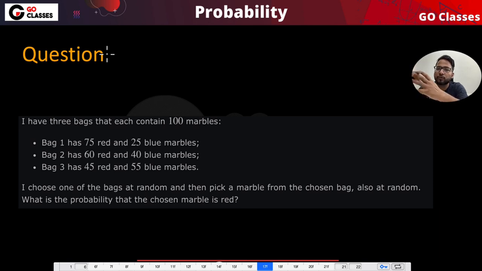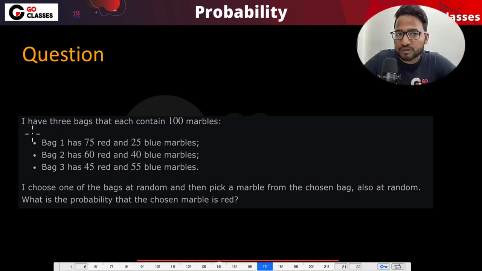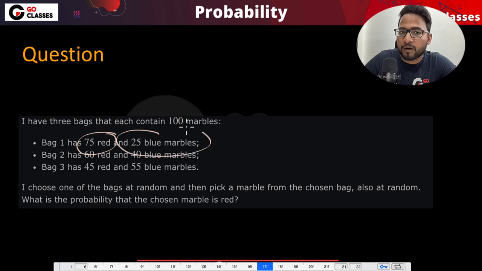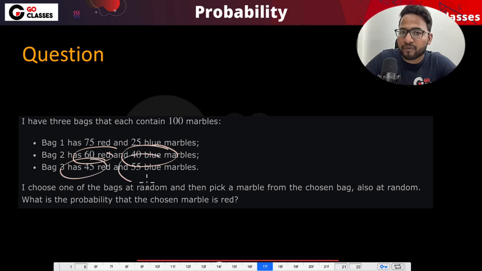Then we will jump to some questions which are specifically related to GATE previous year questions. And those previous year questions we will be solving just using the very simple tree diagram. So this question says that you have 3 bags, each containing 100 marbles. Okay. So there are 3 bags, each one is containing 100 marbles. And now they have given that bag 1 contains 75 red marbles and 25 blue marbles. Similarly, bag 2 contains 60 red, 40 blue. Similarly, bag 3 contains 45 red and 55 blue, respectively, right?